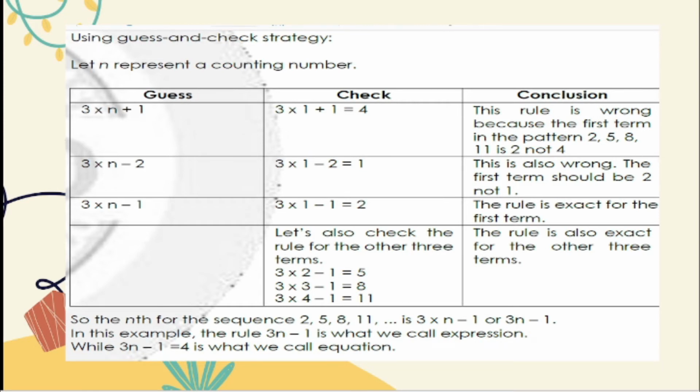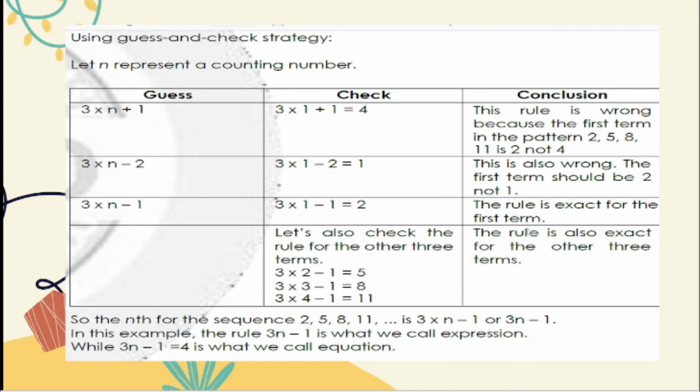3 times n minus 2. In our check column, 3 times 1 minus 2 equals 1. So take a look at our conclusion. This is also wrong. The first term should be 2, not 1. So let's go down. 3 times n minus 1. In our check, 3 times 1 minus 1 equals 2.